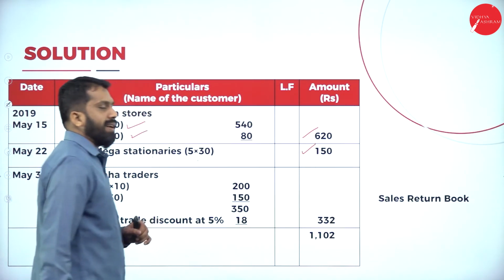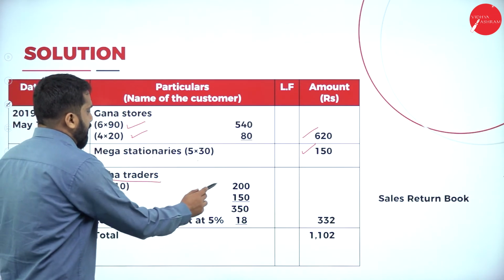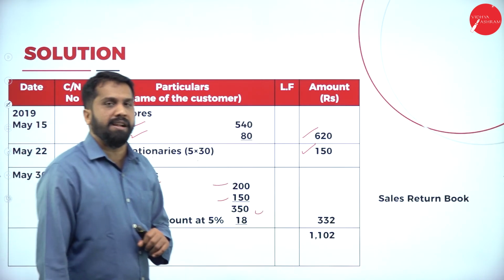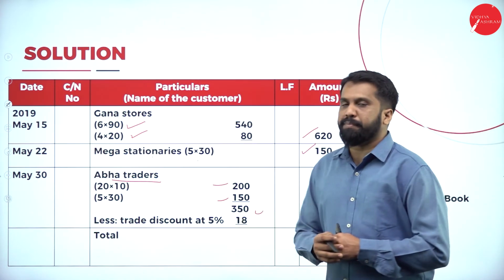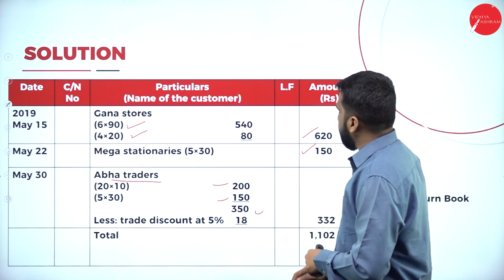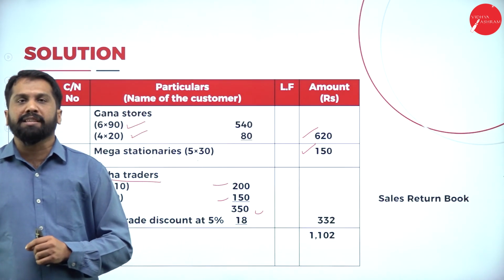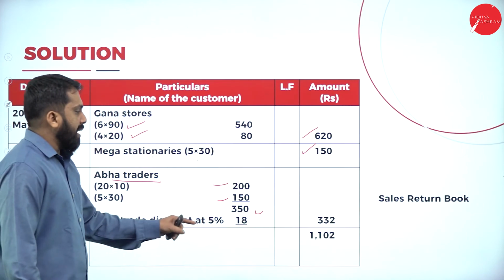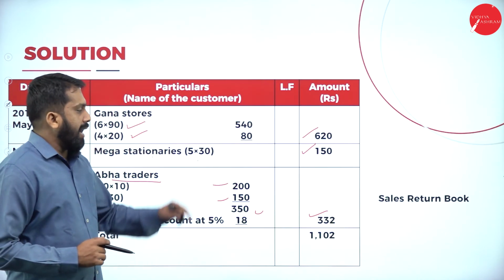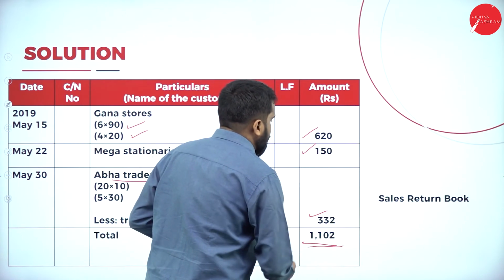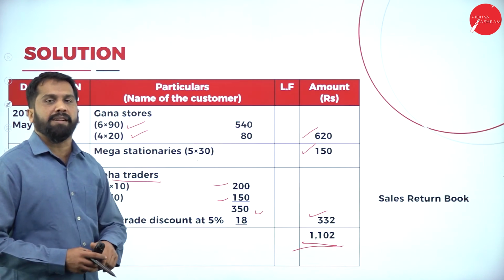Similarly, your May 22nd. Whatever is given, you have to multiply and write if it is returned. Now, on May 30th, Abba Traders, multiply and write, you got 350. What is the discount given? It is a trade discount of 5%. So, if you calculate 5% on 350, you will get 17.5. But you can round this off and make it 18. Now, minus 18, you will get 332. Any doubt? No doubt. Add everything, so you will get 1102. So, these two questions are missing, but from the answer, you can frame the questions.